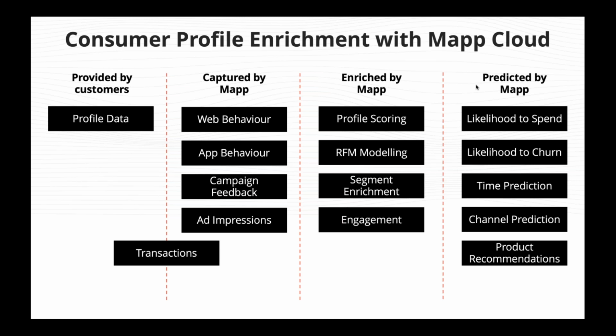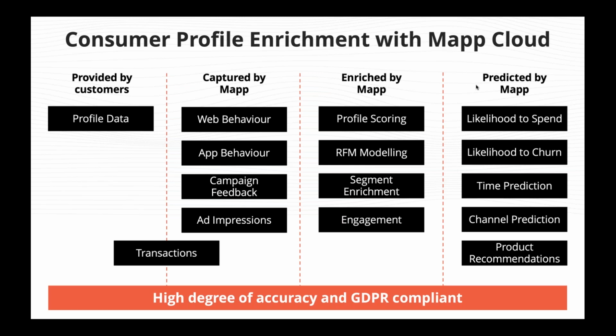So not only we can score the customer profile, we can also start scoring the customer based on what are they most likely to buy in the future. So I'd like to describe Mapp Cloud as almost this first-party data tree where you give us the acorn, right? You give us the profile data, you give us the transactions, you deploy the tag, but we're gonna grow this into a huge first-party data tree, and doing it with a very high degree of accuracy, and also in a GDPR compliant way without using any third-party data.